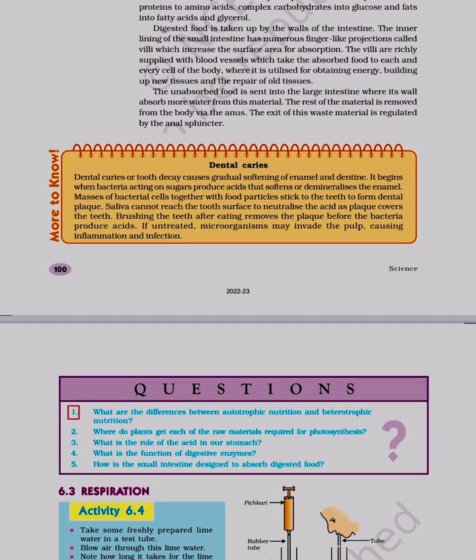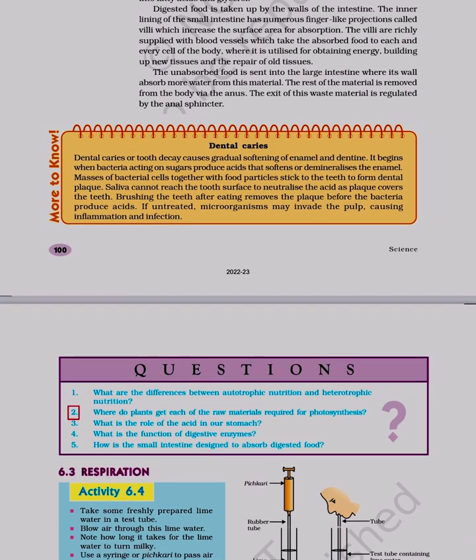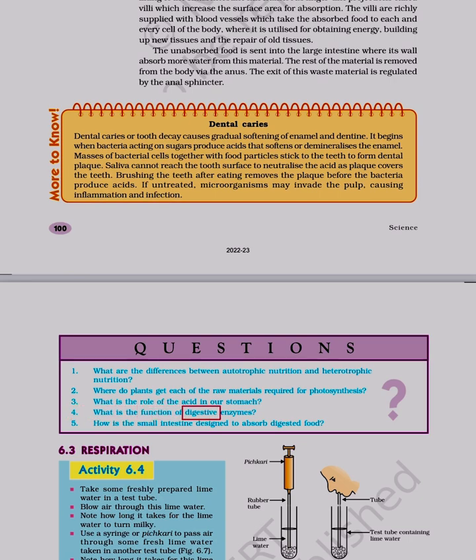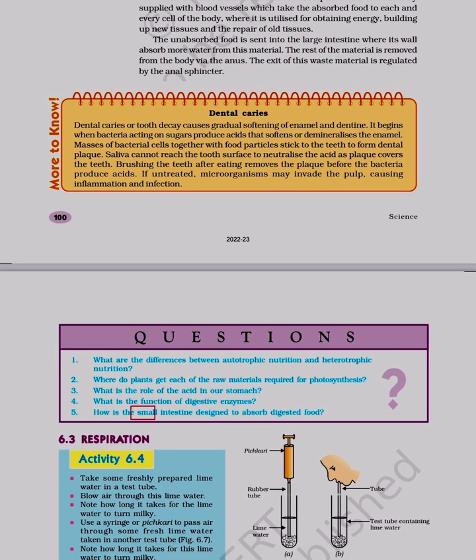Questions. 1. What are the differences between autotrophic nutrition and heterotrophic nutrition? 2. Where do plants get each of the raw materials required for photosynthesis? 3. What is the role of the acid in our stomach? 4. What is the function of digestive enzymes? 5. How is the small intestine designed to absorb digested food?